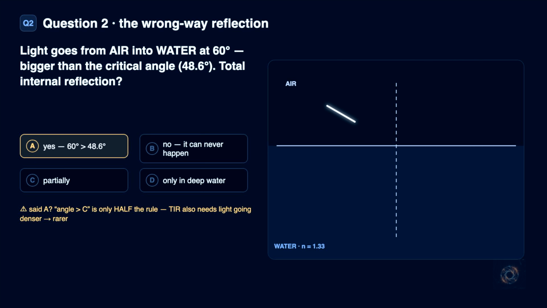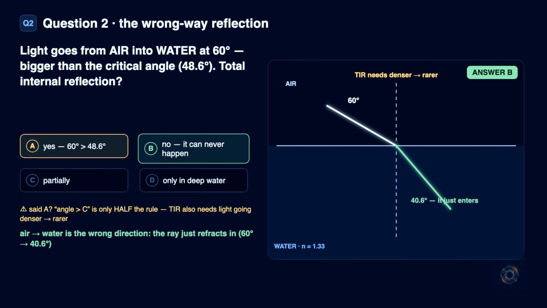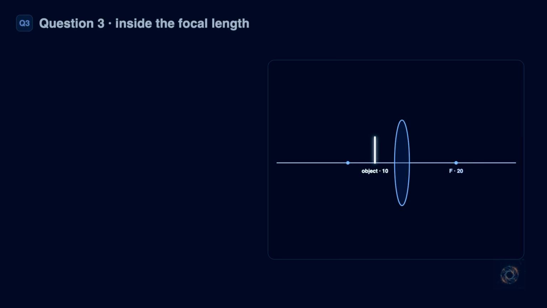If you said A, yes, it's trapped, you remembered half the rule. Bigger than the critical angle, so it must reflect, right? But total internal reflection has a second condition. The light must be going from denser to rarer. Here it's going from air into water, the wrong direction entirely. So the answer is B. The ray just bends toward the normal and walks straight in. 60 degrees outside becomes about 41 inside. No reflection, no drama.